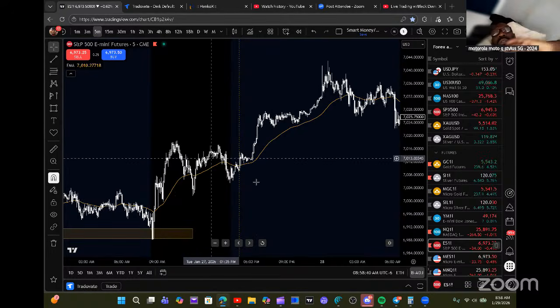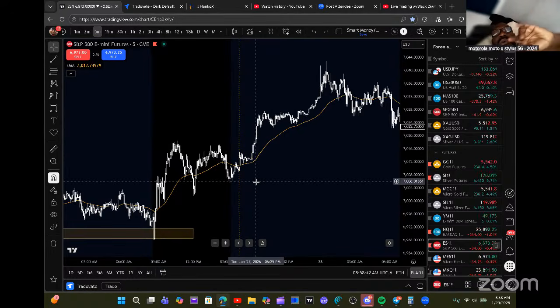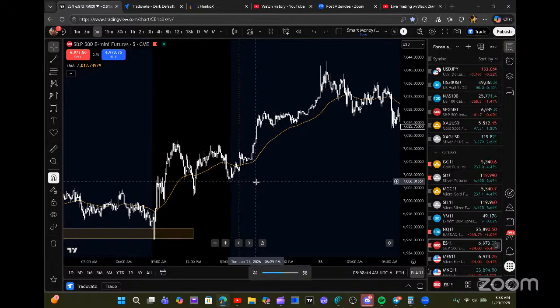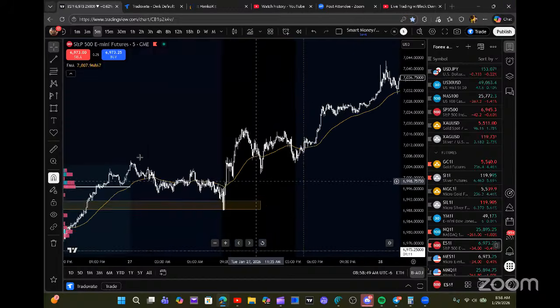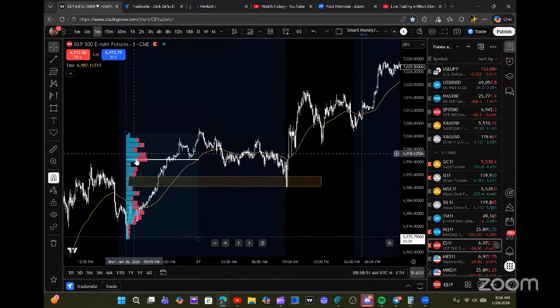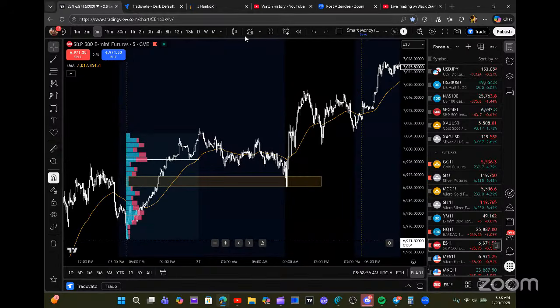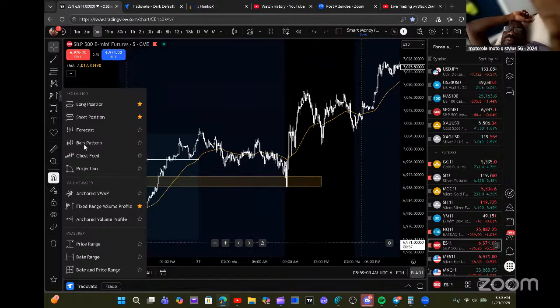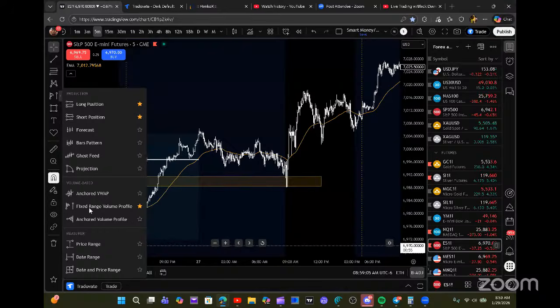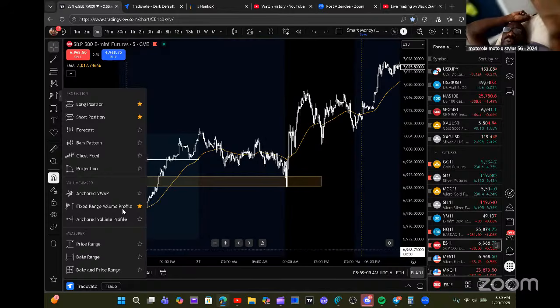Not joining, just not getting on here with you guys. How did you get that little bar that's on the side? How do I add that to my chart? This right here? Yes, sir. Okay, so you go over here where you got the long, short, and all that, your projections. When you scroll down to volume based, it's going to say fixed range volume profile. Yeah, that's it right there.